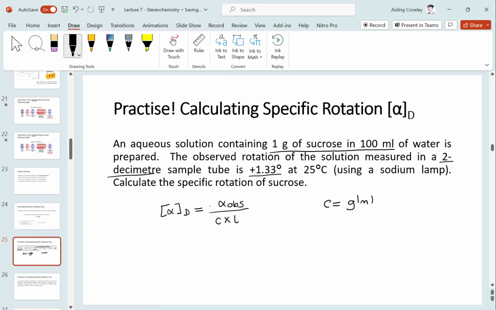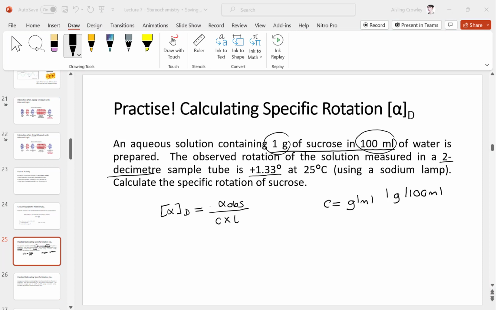Do I have grams? Yep. Do I have mils? Absolutely. So I need to get that in. I'll go from 1 gram per 100 mil to how many grams in 1 mil. All I do here is divide by 100, so that's going to be 0.01 gram per mil. So that's my concentration dealt with.